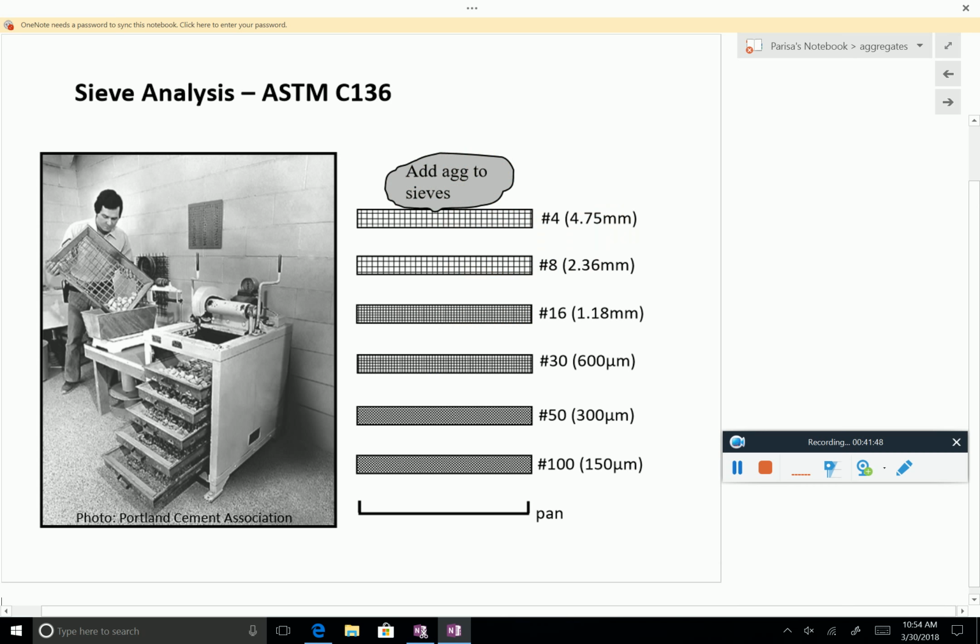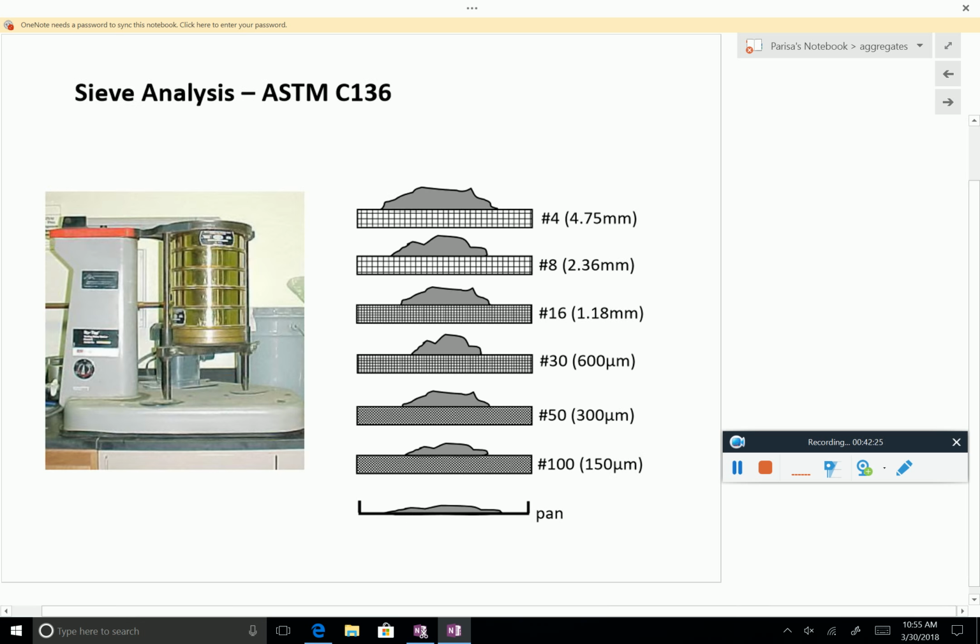And the way you do it, you stack them from the large size to the small size, big size on top. As you can see here, kind of old-fashioned, telling by the hairstyle. And then you basically use some sort of vibration to make sure that there's no aggregate stuck anywhere. How many have done sieve analysis? Or have seen it? Okay, good. But don't worry, it's very simple to do. So you add the aggregates, and this is the modern version, this is kind of how it looks like. So you shake it up to make sure that the material is not stuck.